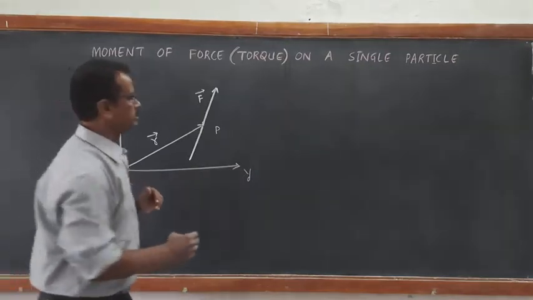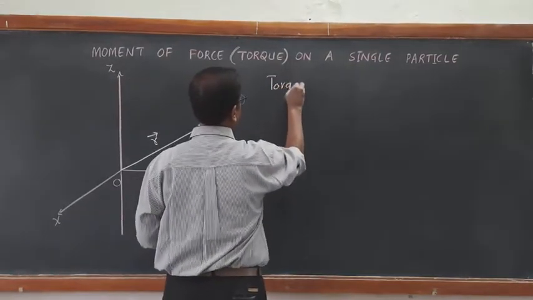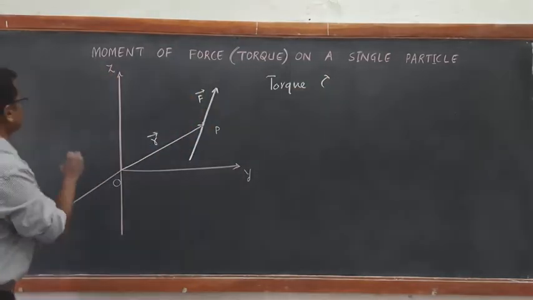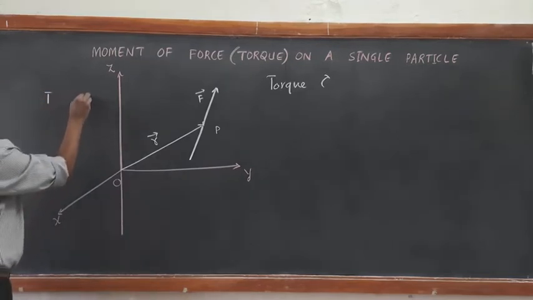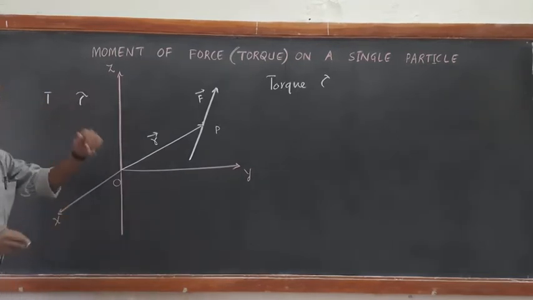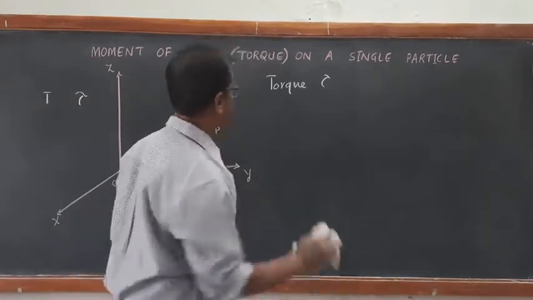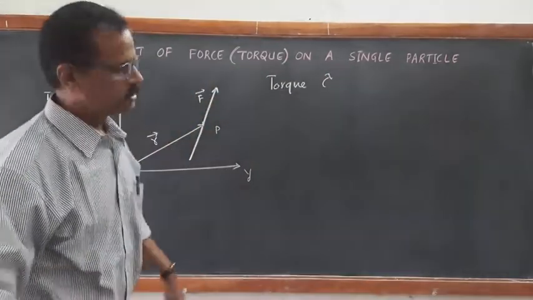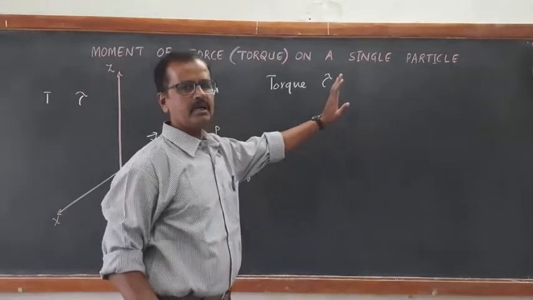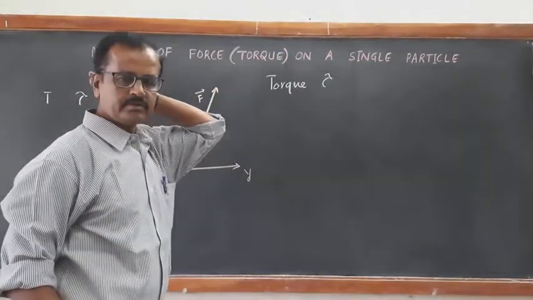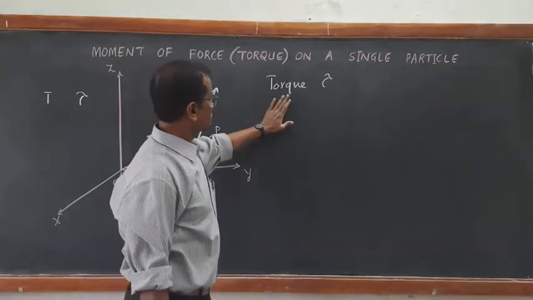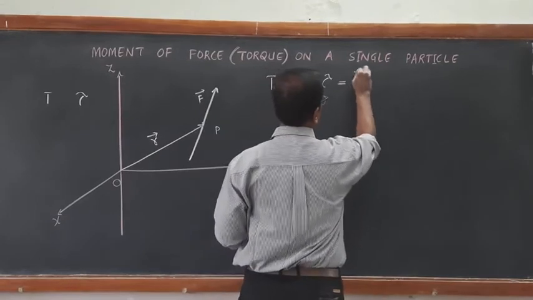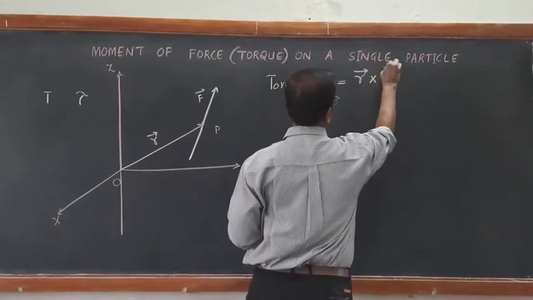Then how to calculate torque? Torque acting on a single particle is denoted by tau. We know that this is T, so you can write it as a little bit artistic T. So this is torque tau. This is the Greek notation, like alpha, beta, gamma, delta. So tau is the Greek notation which is used to symbolize the torque. Torque tau is given by the cross product of position vector and force vector.